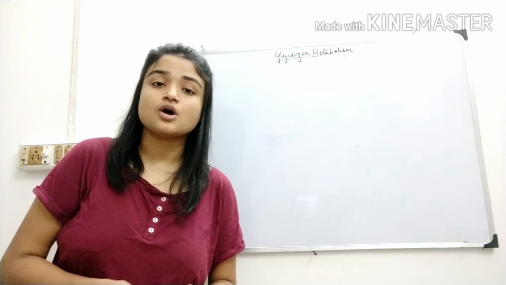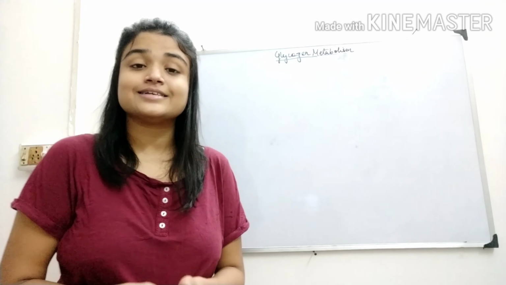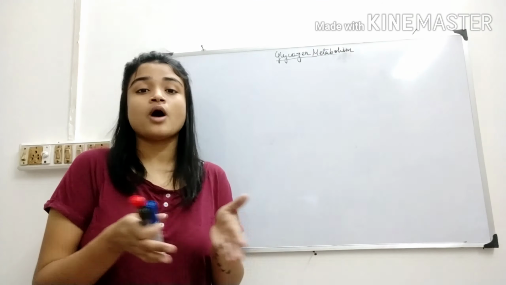In this video I am going to discuss glycogen degradation. In the last video we saw glycogen synthesis, where glucose 1-phosphate was required to prepare UDP glucose, from where a primer will be synthesized, and on that primer glycogen synthase will act and elongate the chain.